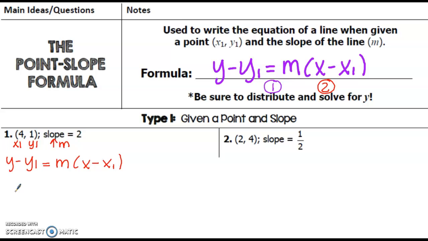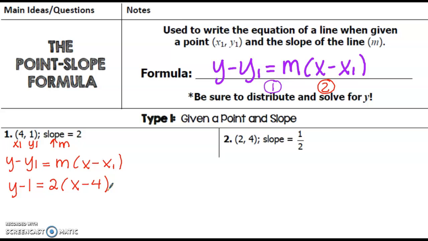My y, I don't have that one yet, so I'm going to leave it there. Minus my y1, in this case my y1 is a 1. I'm going to set that equal to my m, which here we have a slope of 2. Parentheses, those are really important, don't forget those. X, I don't know what x is, so I'm going to leave that there. Minus my x1, which is 4.